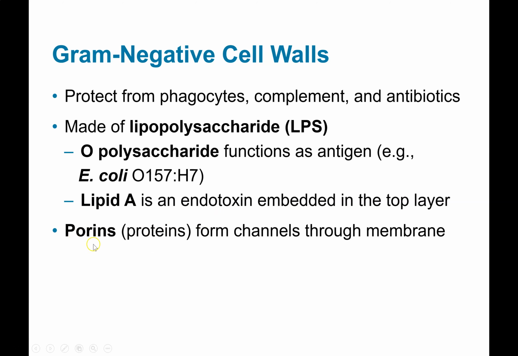And then there are porins also in the outer membrane of the gram-negative cell wall because they form channels. The bacteria still needs to get stuff in and out of the cell, and therefore it needs these channels to do that, because that outer membrane is going to be very exclusive and not let a lot of things pass through.